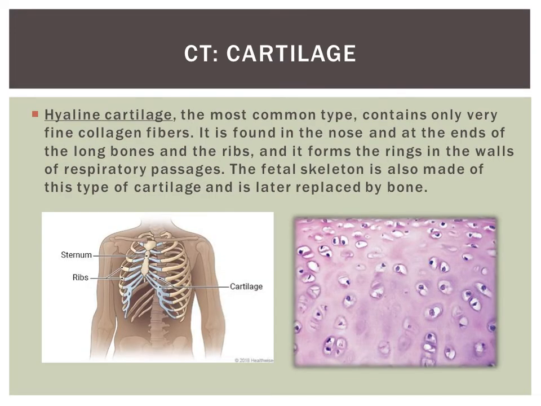So for the first type of cartilage, you'll see this one's hyaline, and on the right of the screen you can see a photomicrograph of the hyaline cartilage. This is the most common type. It's found in the nose and at the ends of long bones and the ribs. It also forms the rings in the walls of your respiratory passages, so those primary bronchi. This is also the one that forms the fetal skeleton, and then most of that is replaced later by bone during development.